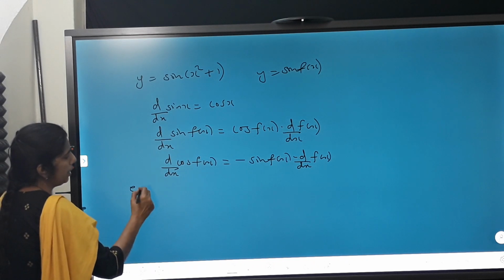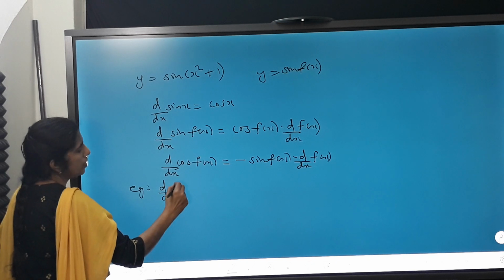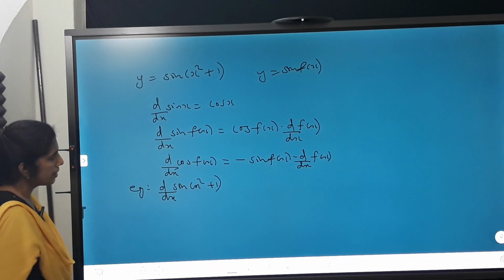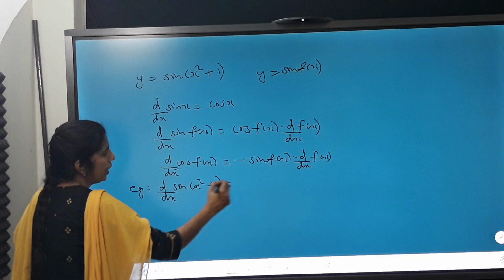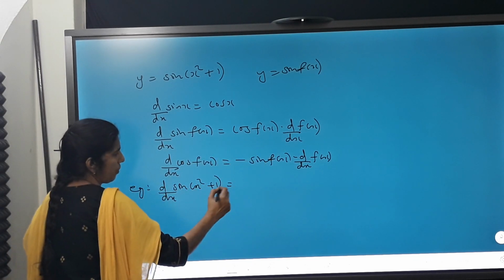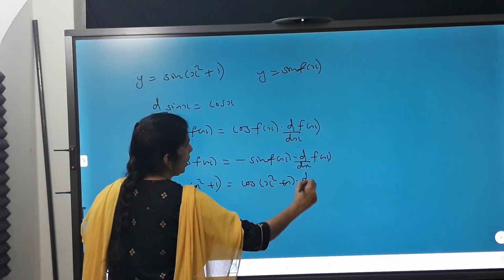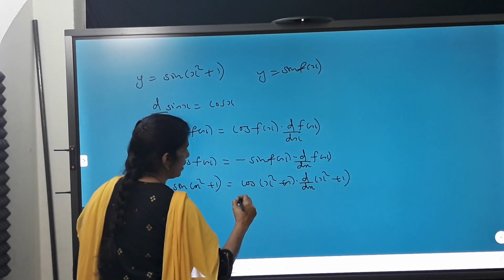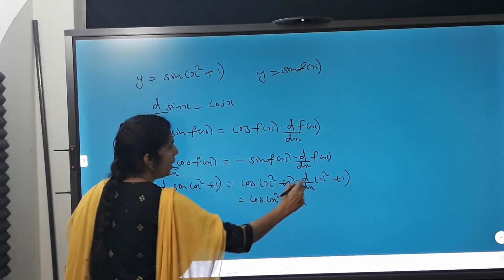Say, look at this example. The above function, d by dx of sine of x square plus 1. Now using the direct formula, see how we can do it. It is of the form sine of f of x. So d by dx of sine of f of x is cos of f of x into d by dx of f of x. So this is equal to cos of x square plus 1 into d by dx of x square plus 1.